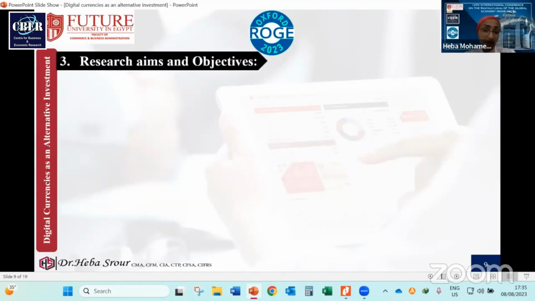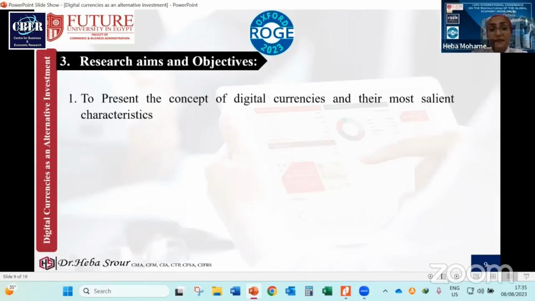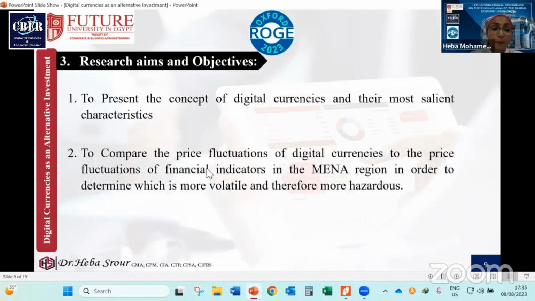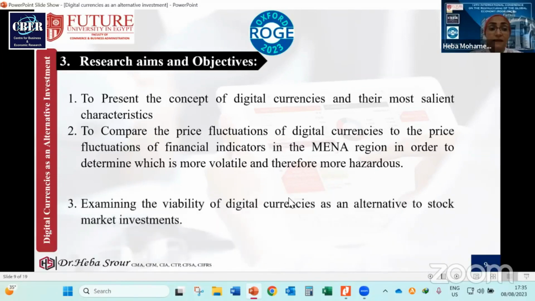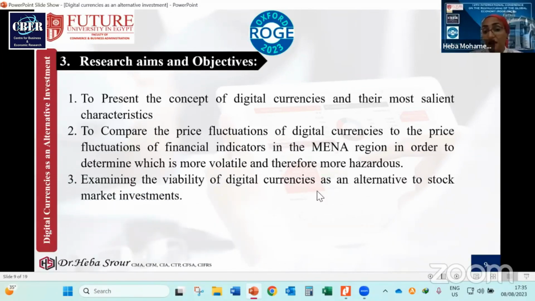Research aims and objectives is to, number one, present the concept of digital currency and their most salient characteristic, compare price fluctuation of digital currency to price fluctuation of financial indicator in MENA region, examine the viability of digital currency as an alternative to stock market investment.